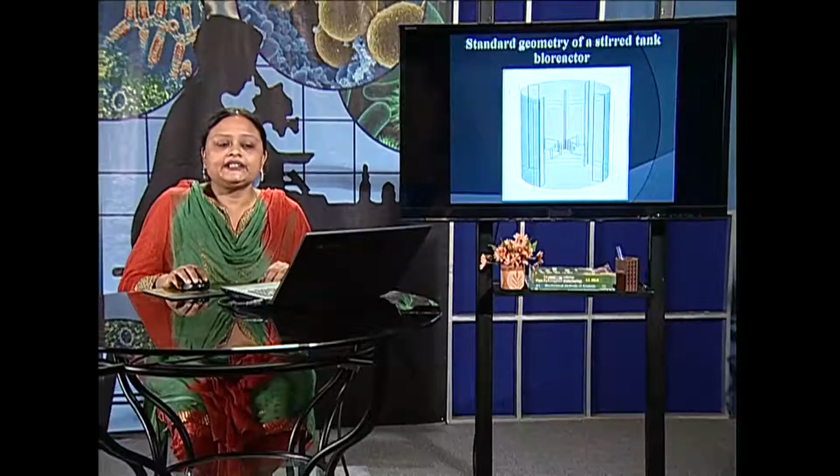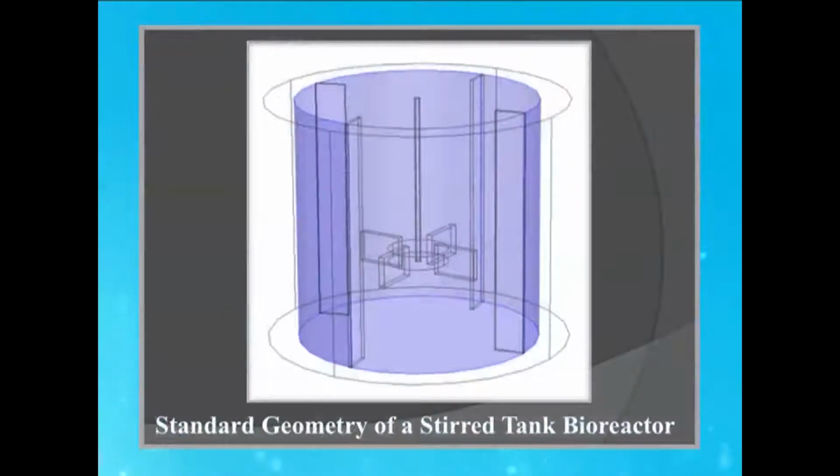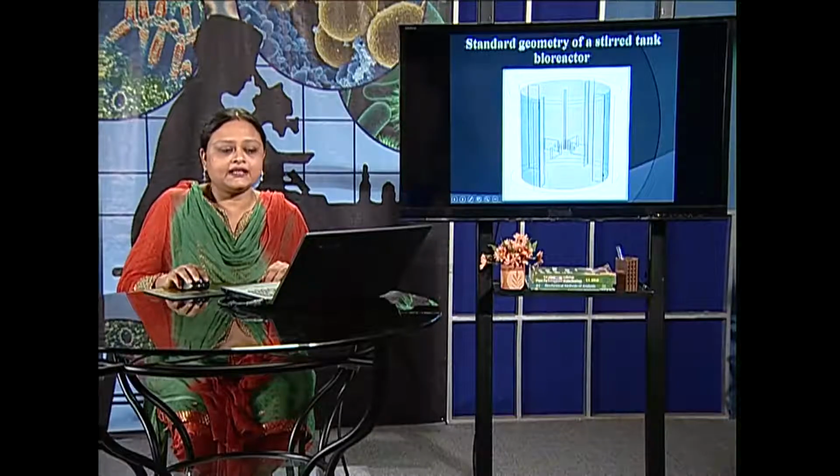Let us now understand each individual parameter in detail. Firstly, standard geometry of a stirred tank bioreactor. Now, as already mentioned, fermenters differ depending upon their need. The commonest use is of a stirred tank bioreactor, which is shown over here. You can see the geometry, how it looks. It is mostly cylindrical in shape with an aspect ratio of 3:1. This aspect ratio means the height to diameter ratio.